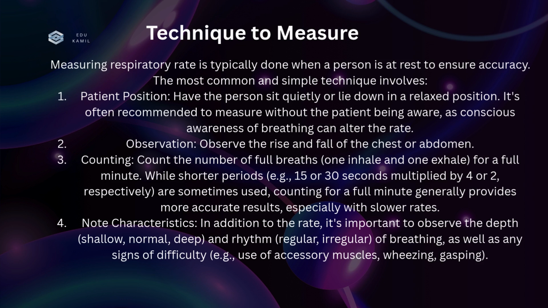2. Observation. Observe the rise and fall of the chest or abdomen. 3. Counting. Count the number of full breaths, one inhale and one exhale, for a full minute. While shorter periods, e.g., 15 or 30 seconds multiplied by 4 or 2, respectively, are sometimes used, counting for a full minute generally provides more accurate results, especially with slower rates.